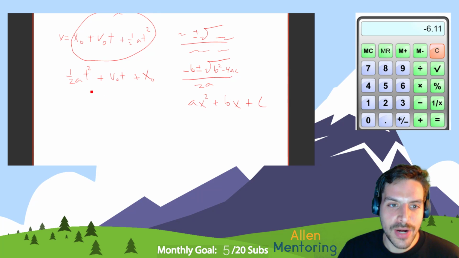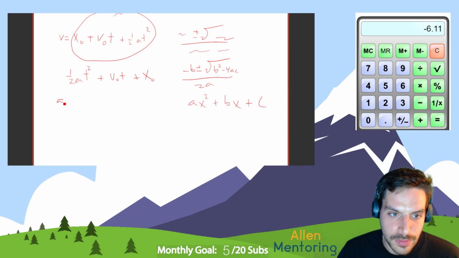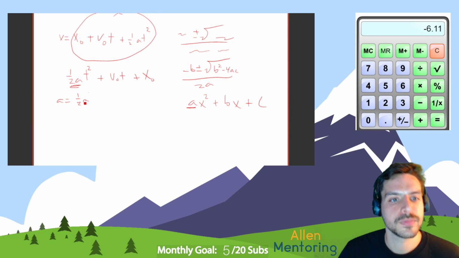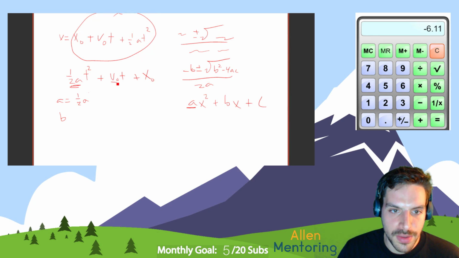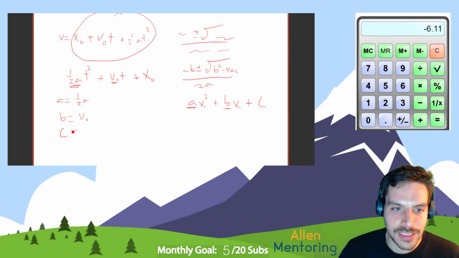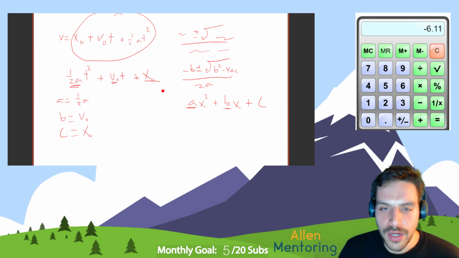Okay, so what is our A, what is our B, what is our C? A is going to be next to the square term, right? Just like you see A is next to the square term here. A, in our case, is equal to 1/2 a, right? And that's just a coincidence that they're both called A. B is next to the x term, or the t term in our case, so B is equal to v naught. And C is going to be just the constant term at the end, which is x naught.